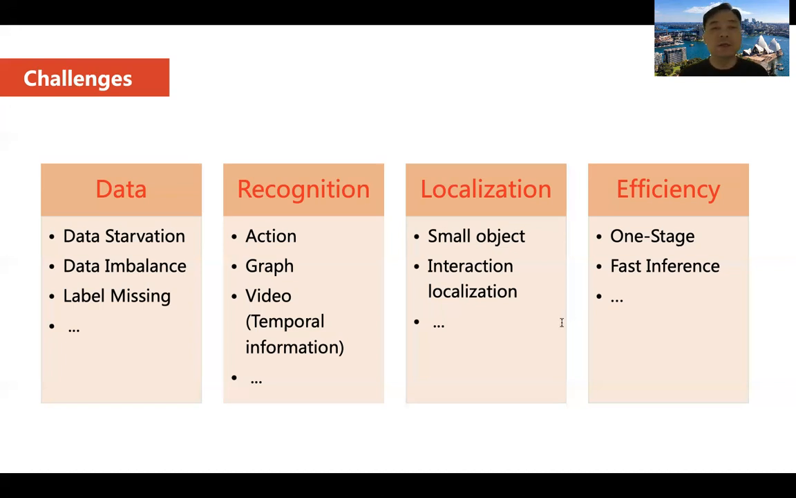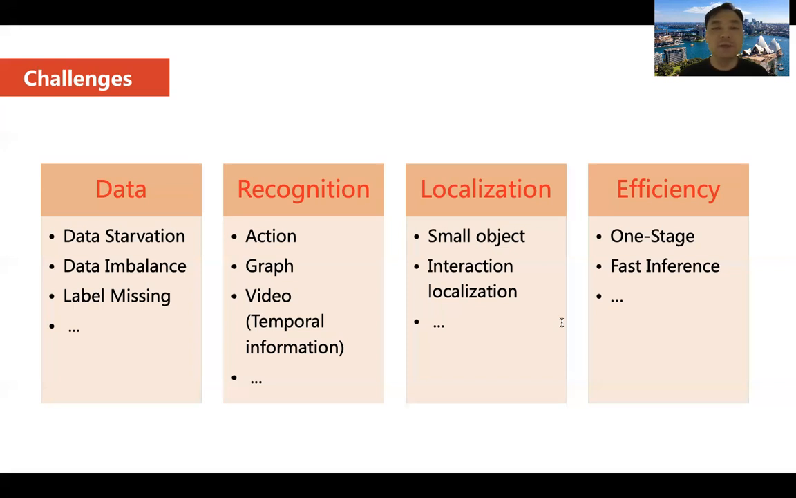Third, localization is also an important challenge. Object localization is the first step for HOI detection. Modern object detectors usually fail to detect small objects in the scene. Currently, HOI approaches, especially human-object interaction detection, are usually based on object detectors, such as Faster RCNN and DETR, the detection transformer. As a result, the HOI approaches easily fail to detect HOIs related to small objects.